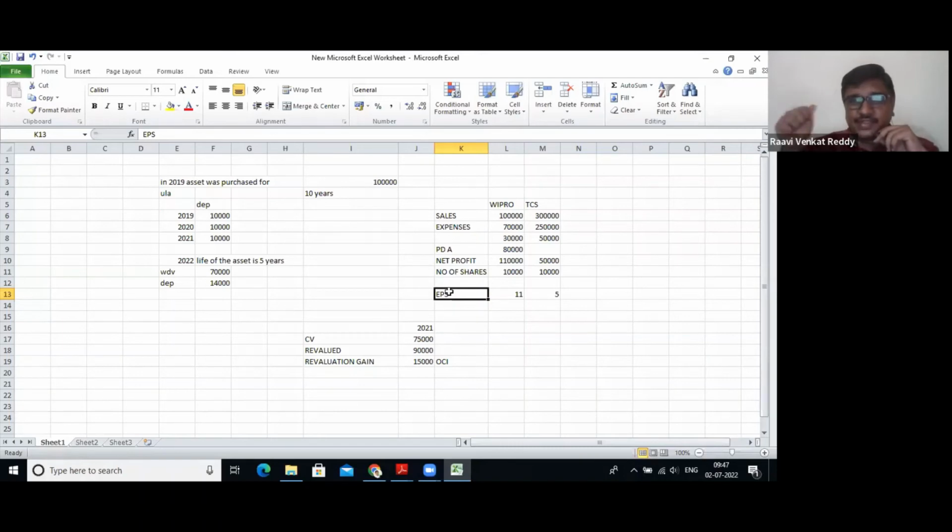Right? Is that clear? Yes. And one more element you need to understand.